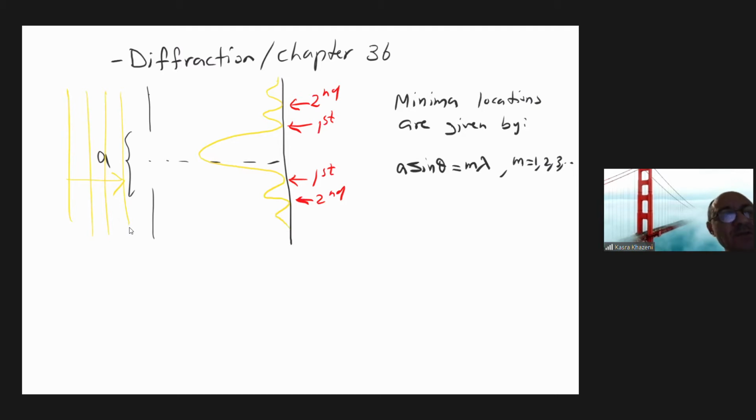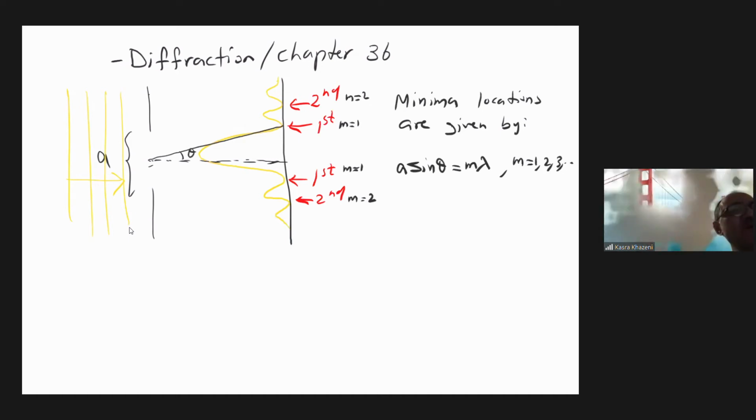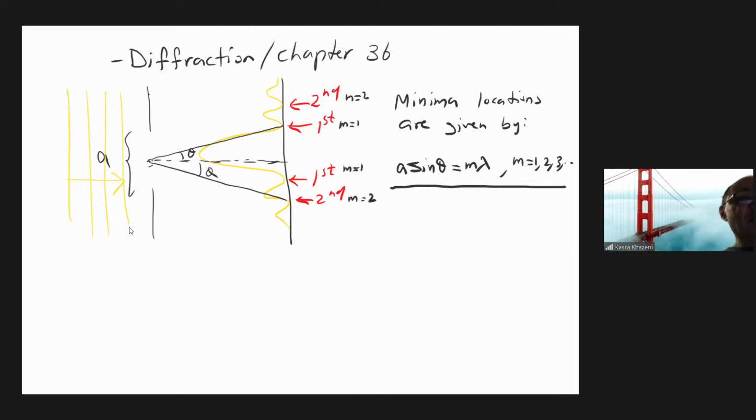So this is for m equals 1, m equals 2, m1, m2, and so on. And the angle you're talking about is this angle. The angle theta is the angle to these minima or maxima. So the angle is measured in that direction. Same angle, of course, this way as well. All right, so this equation means this thing when you're talking about diffraction. This is the location of minima. So remember, this is the minimum locations.